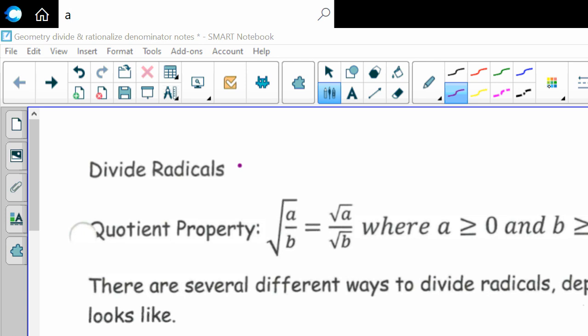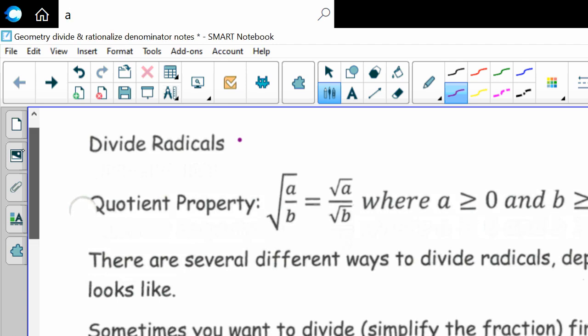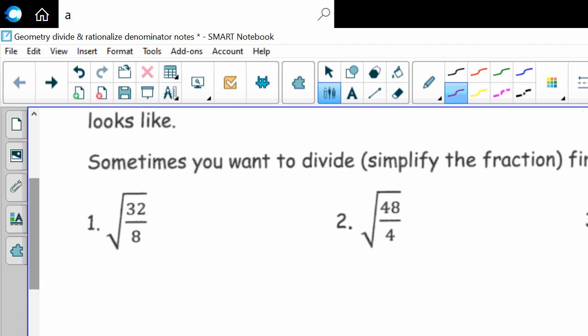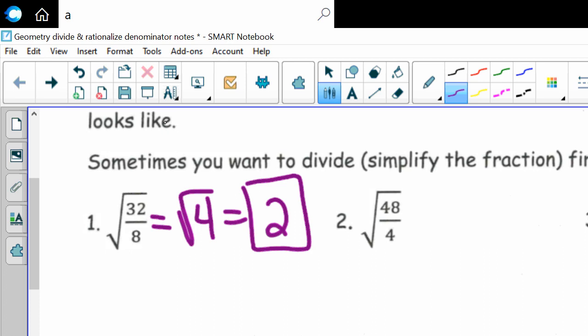There are several different ways to divide radicals depending on what the radical looks like. Sometimes you want to simplify the fraction first. So look at these first ones. I have the square root of 32 divided by 8. Well, I know that I can do that. 32 divided by 8 is 4. So this is really the same thing as square root of 4, which now I know is a perfect square, so that's just 2. So my answer is just 2.